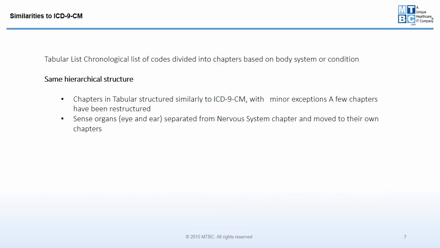The tabular list, a chronological list of codes, is divided into chapters based on the body system or condition. That's already in ICD-9, and it's going to also be in ICD-10. The difference is that there are minor exceptions. They did restructure the eye and the ear. They separated those from the nervous system chapter and moved them to their own chapters. That's really the only change.